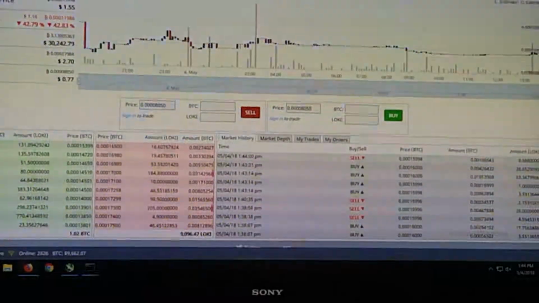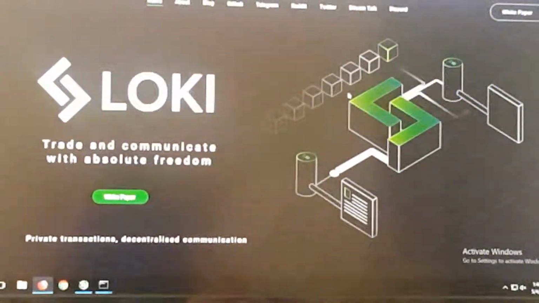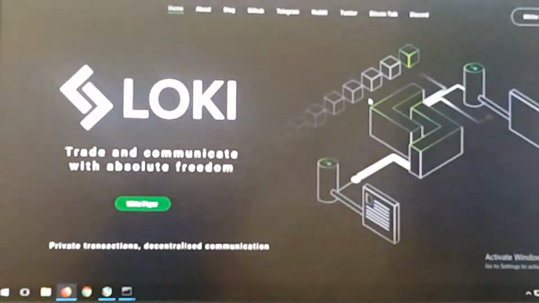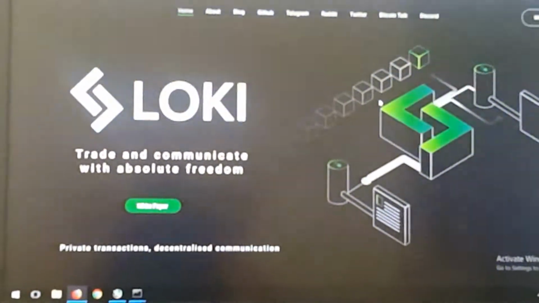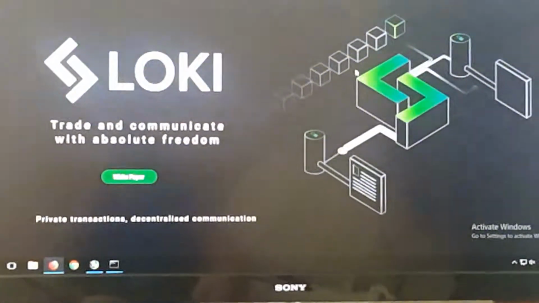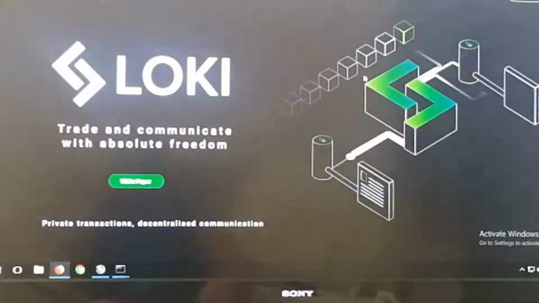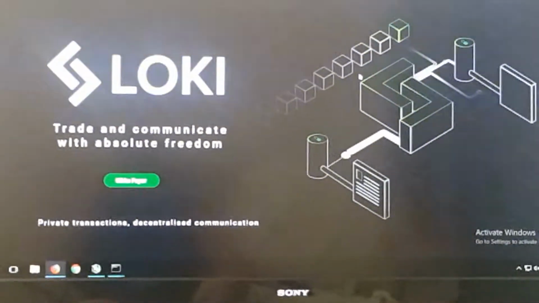So if anyone needs to know how to mine Loki coin, feel free to message me in the comments below or send me a private message, and we can arrange to have a private session for me to go over with you the steps on how to mine this coin, both with GPU and CPU power.